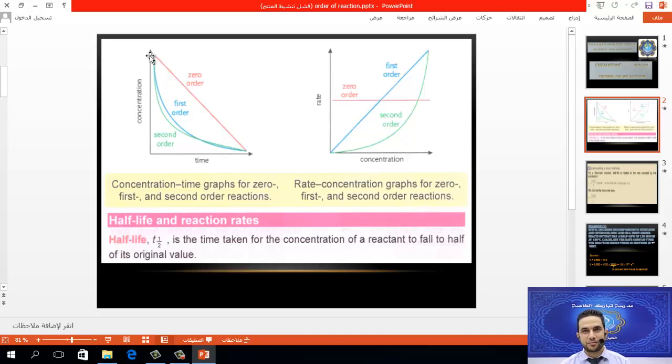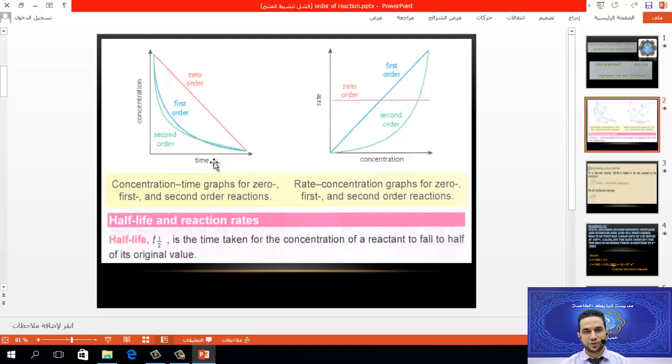How? From the initial concentration, we divide it by 2 and get the value. For example, 8 divided by 2 is 4. At 4 you can calculate the half-life. After that, if you want to calculate another half-life, we start with 8 divided by 2, 4, then 4 divided by 2, 2. So you can calculate another half-life.